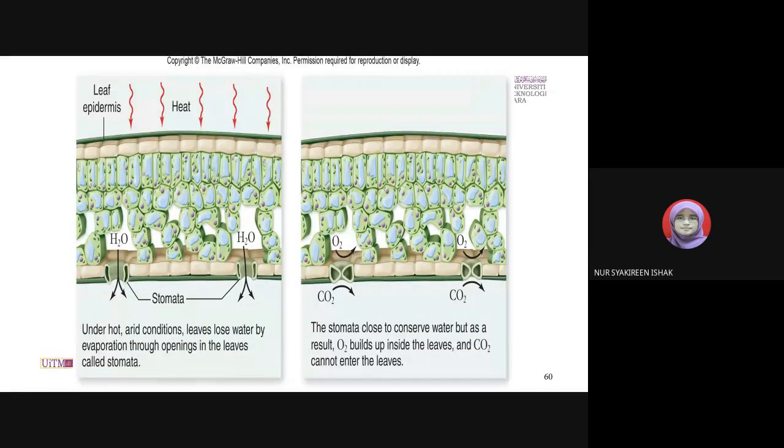So kalau tengok kat gambar ni, alright. So you have two pictures here, two diagrams. So during a hot day, okay, if the stomata is open, water is lost through transpiration. In order to preserve water in the leaf or to conserve water, stomata will close. When the stomata close, carbon dioxide cannot enter, oxygen cannot leave. When carbon dioxide cannot enter, Rubisco will bind to oxygen. Okay.